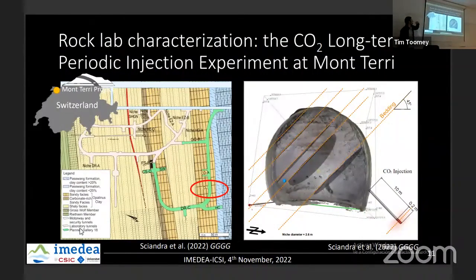So we will focus now on the underground rock laboratory, and in particular on this underground rock laboratory, the Mont Terri one, which is located in the northwest of Switzerland. Here I reported the planar view of the rock laboratory.